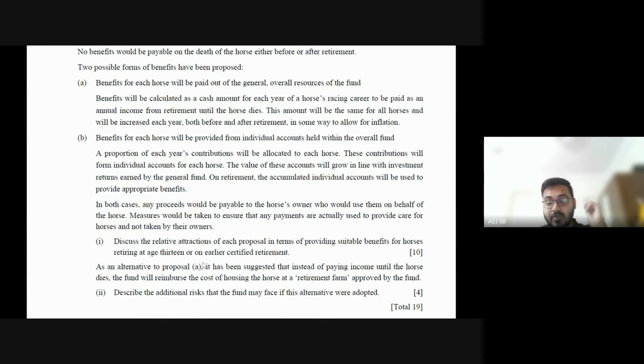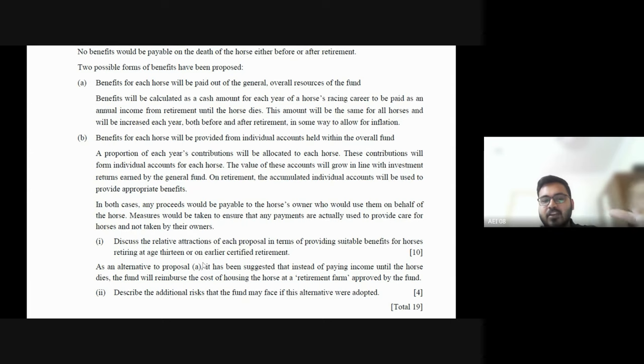If you remember the September 2023 paper, that takes it to a next level. When you look at the entire question, it does not look like they're asking for both advantages and disadvantages, but people got half the marks for one simple reason: they wrote only advantages, and 99% of the people I think would have done that. Anyways, to be on the safer side over here, it says discuss the relative attractions of each proposal in terms of providing suitable benefits for horses retiring at the age of 13. In order to attempt for 10 marks, you have to write about advantages and disadvantages of a DB scheme and advantages and disadvantages of a DC scheme.